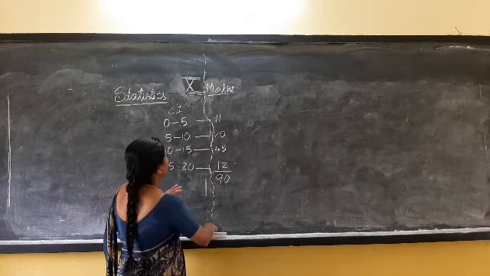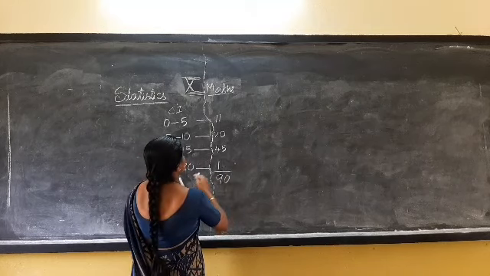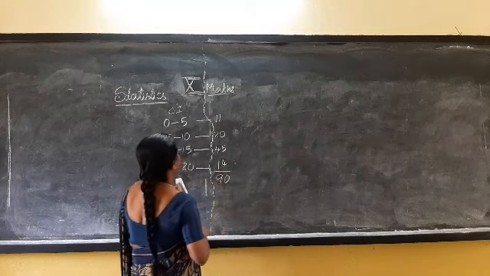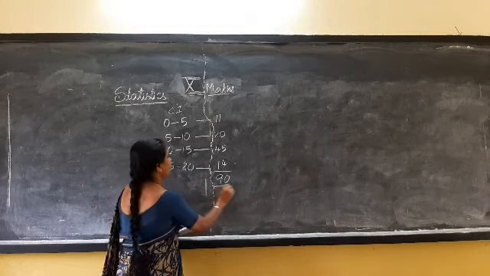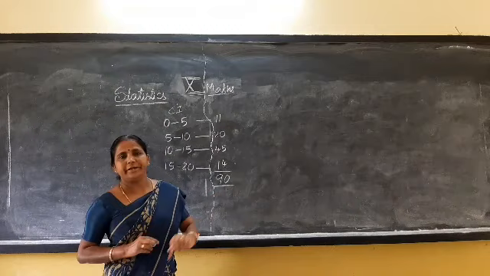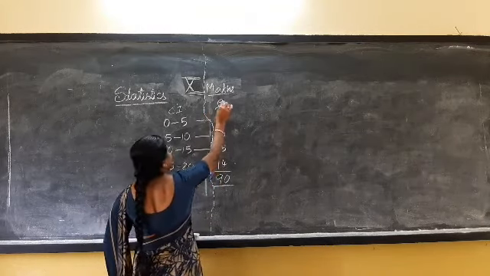Okay, sorry, one minute. Yes, the 90 students will go. So this is called grouped data. And these numbers, how many there are, that is called frequency.